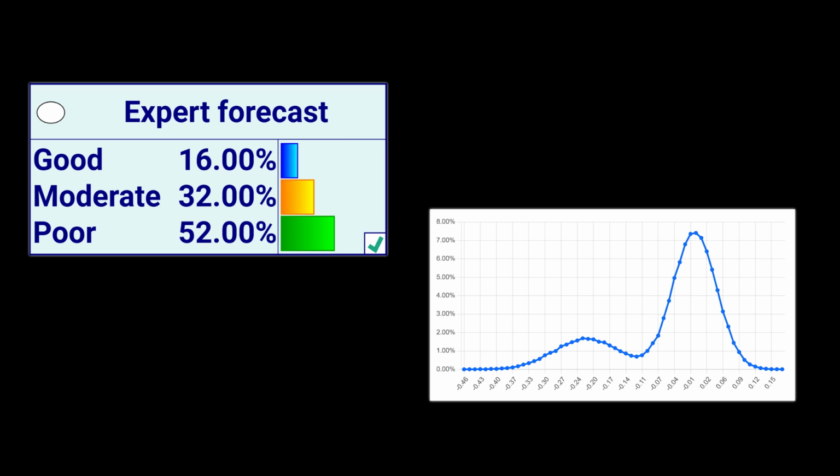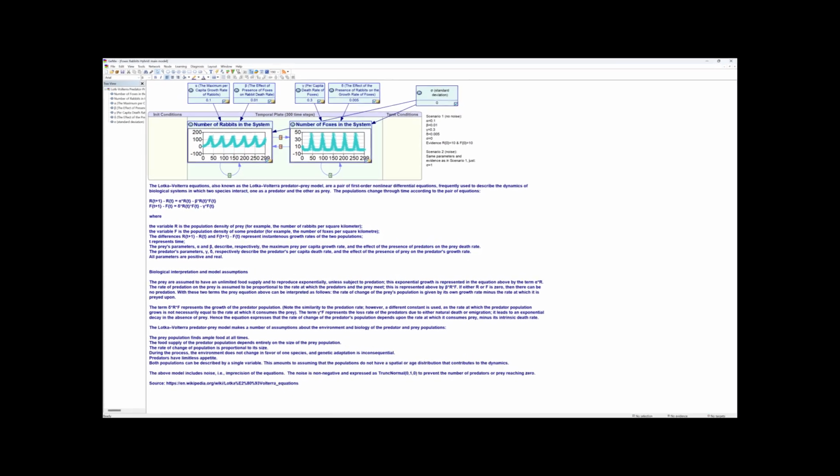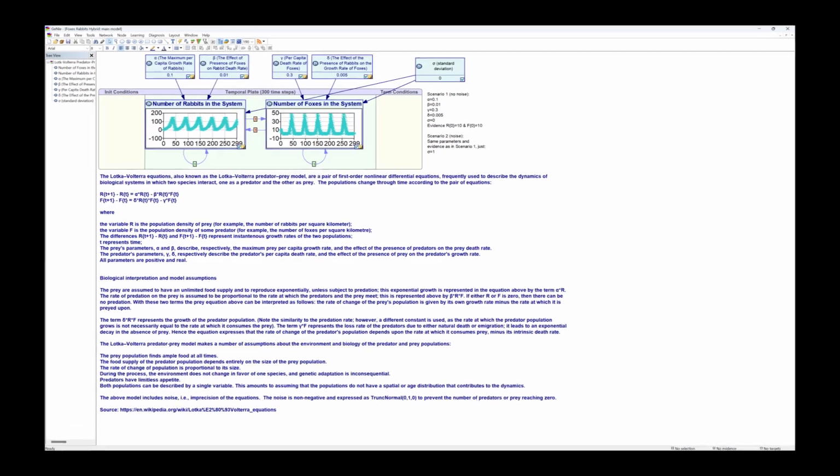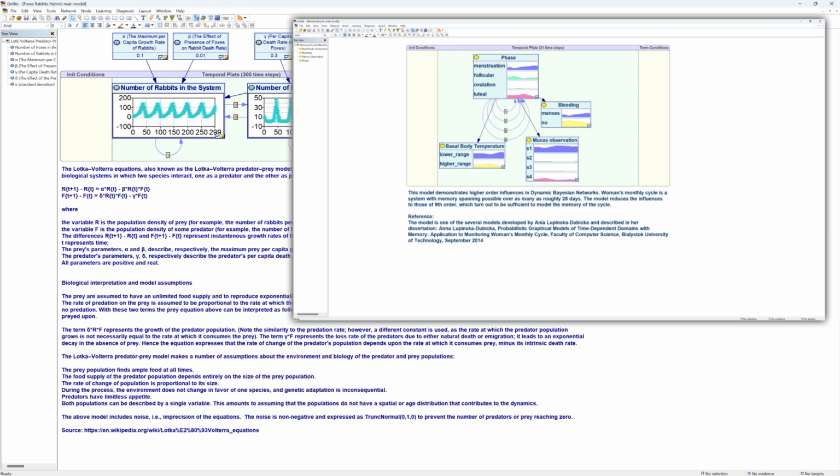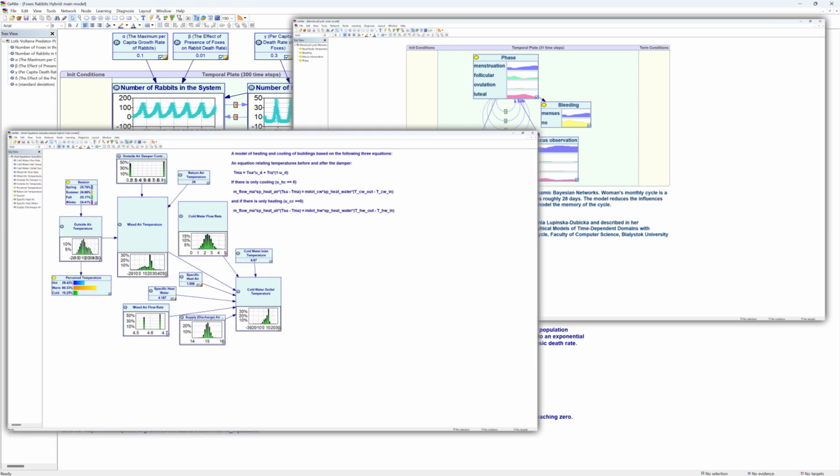Sounds intriguing? Let us get started on how to create a hybrid DBN using GeNIe and explore the exciting differences between hybrid DBNs, discrete dynamic Bayesian networks, and hybrid Bayesian networks.